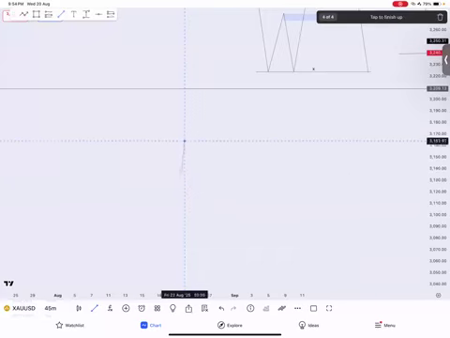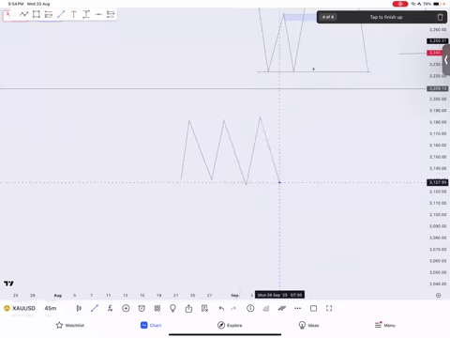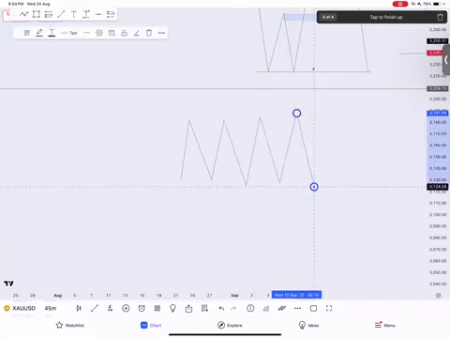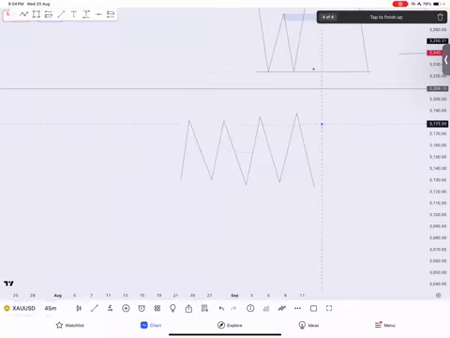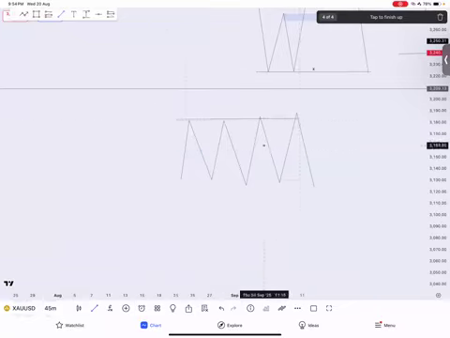So something like this happening. When this is happening, this is what you call ranging liquidity. And it's made up of two sides. The one on the up is called buy side liquidity. The one on the down is called sell side liquidity.